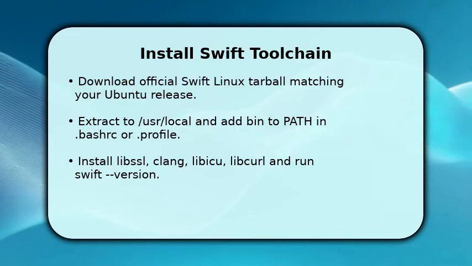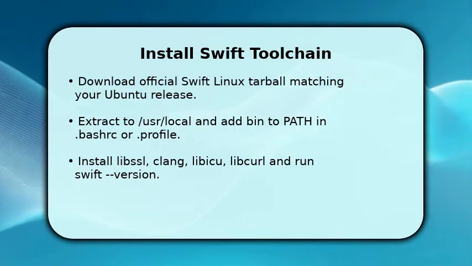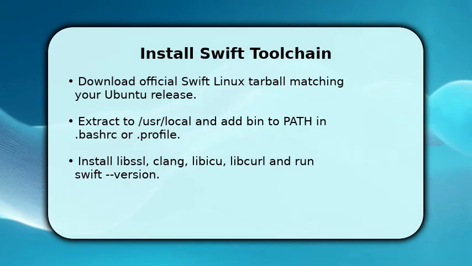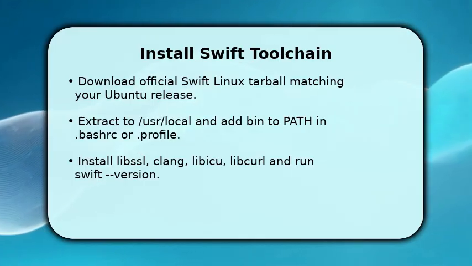You now install the Swift toolchain into your WSL instance. Download the matching Swift tarball for Ubuntu, extract it into /usr/local, and add the toolchain's bin directory to your path so commands are globally available. Once done, install native dependencies like libcil, clang, libiku, and libcurl because Swift links to them at runtime.